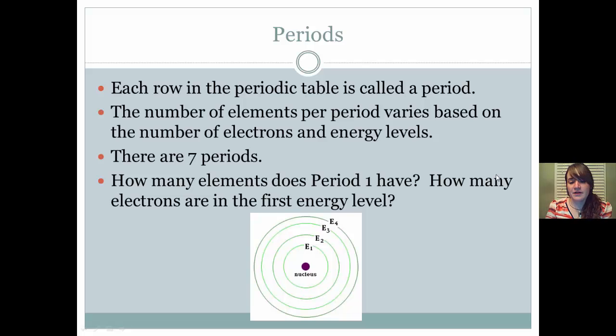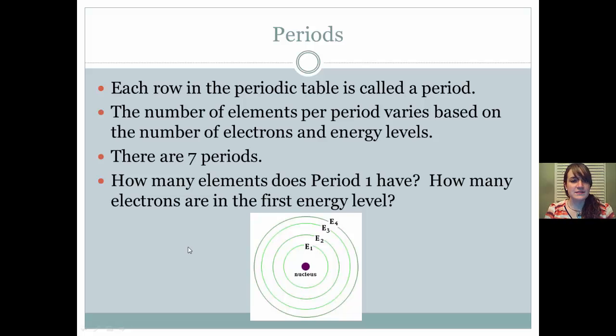The number of elements per period varies based on the number of electrons and energy levels. We've been talking about Bohr's model. In Bohr's model, we know there are 7 possible energy levels, and it corresponds to how many elements are in a period. That first energy level on Bohr's model, if you remember, can hold 2 electrons. Period 1 has 2 elements, hydrogen and helium.